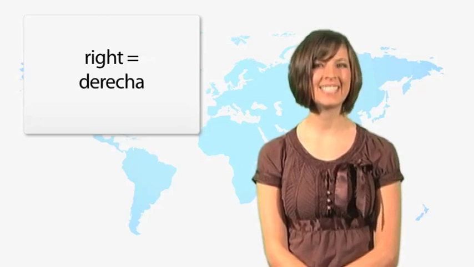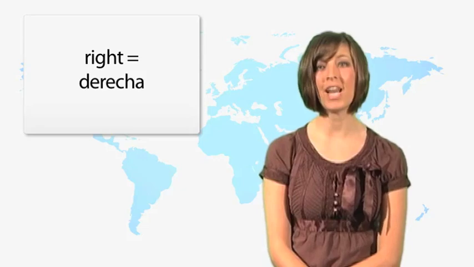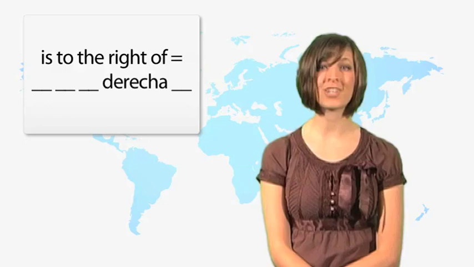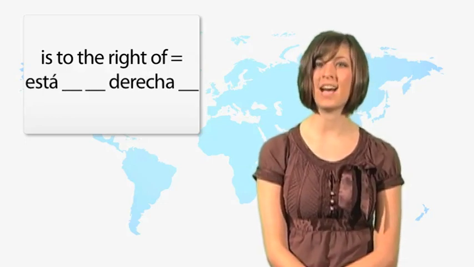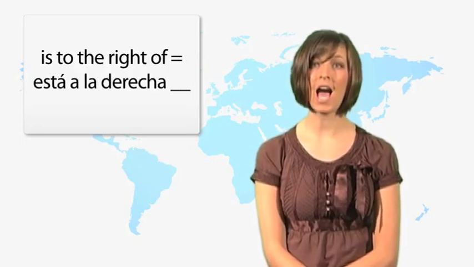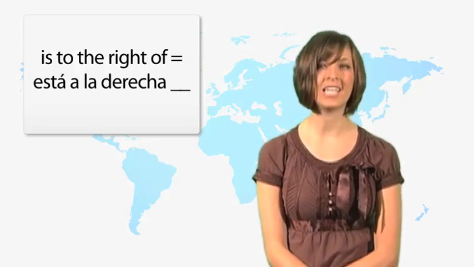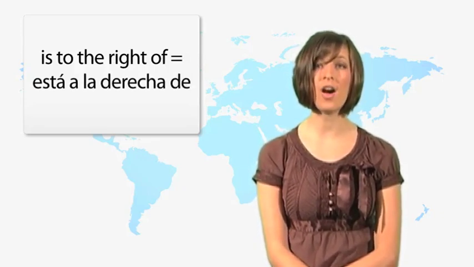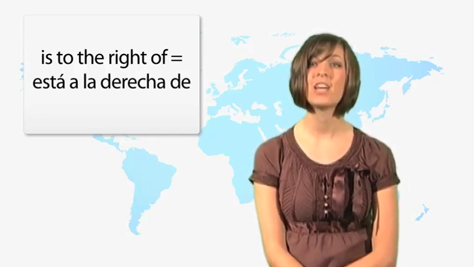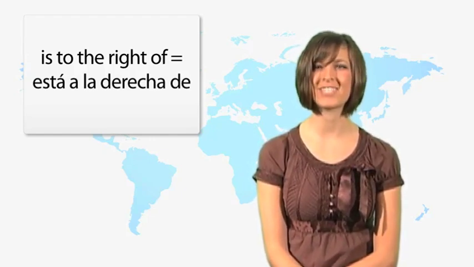Derecha. Now all you have to do is add a few words right before and right after derecha to mean is to the right of. It's a pretty direct translation. Is, está, to, a, the, la, because derecha is feminine, and you can tell because it ends in an A, right? La derecha. And then the word for of is de. Está a la derecha de means is to the right of. This is really useful when describing locations, right?